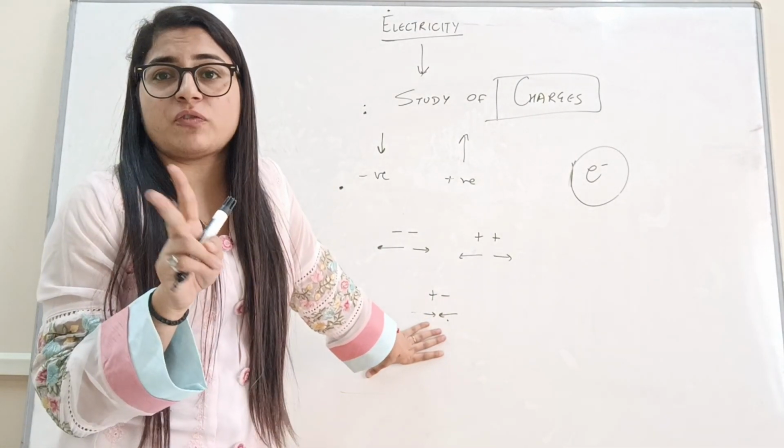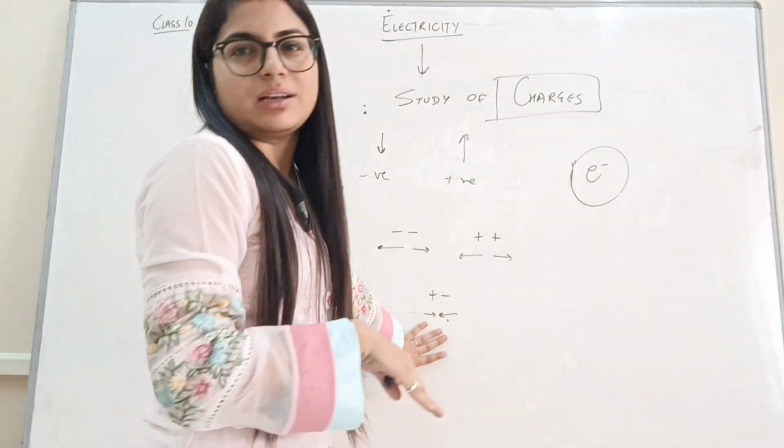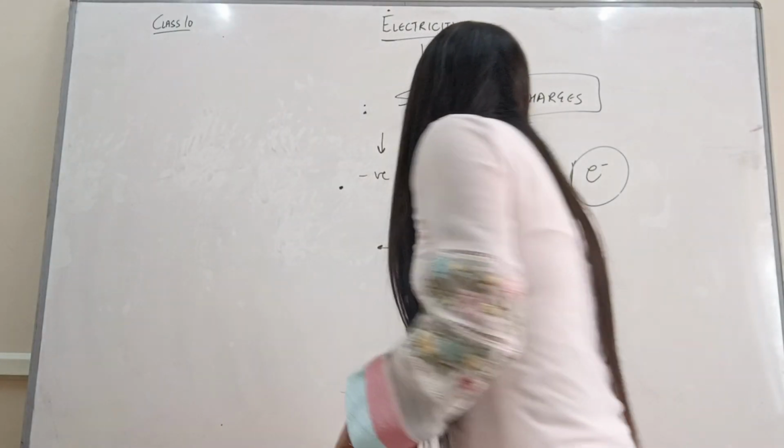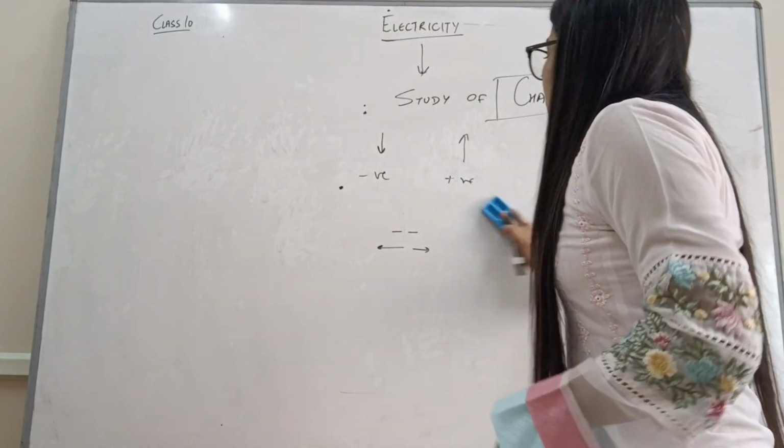So two different types of people are more likely to stay with each other rather than two of the same kind of people. So that is the whole concept of a charge.